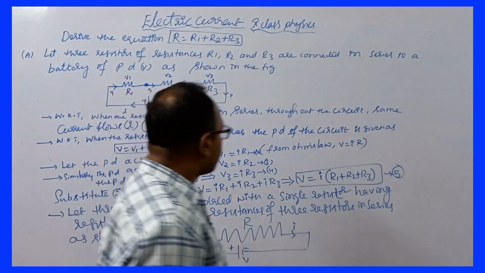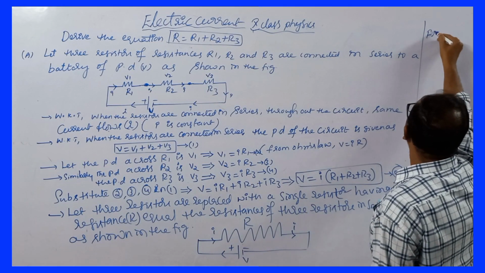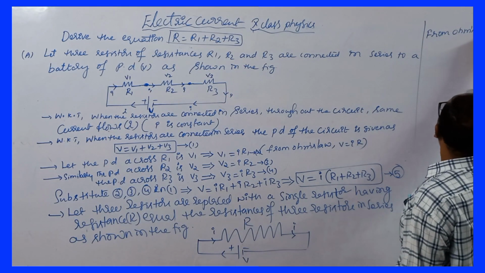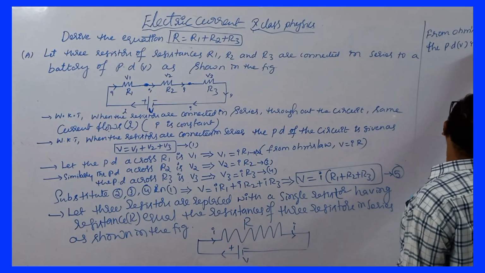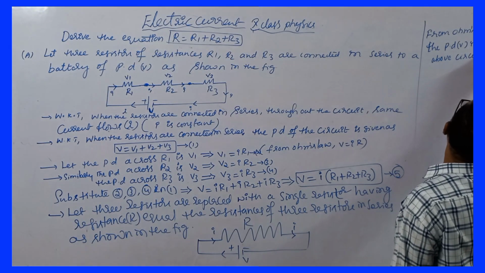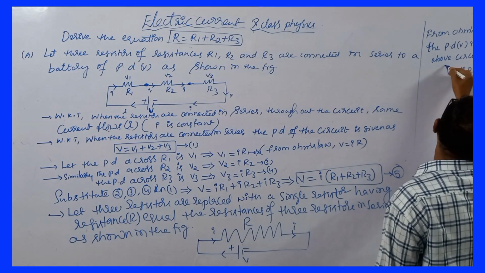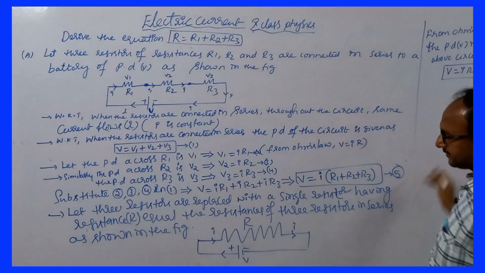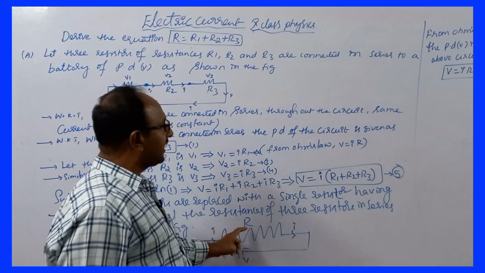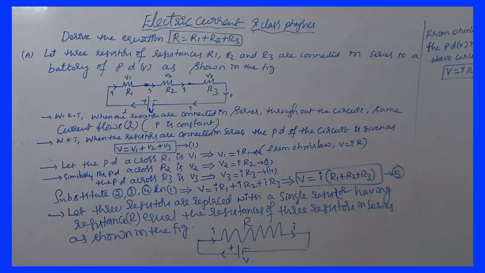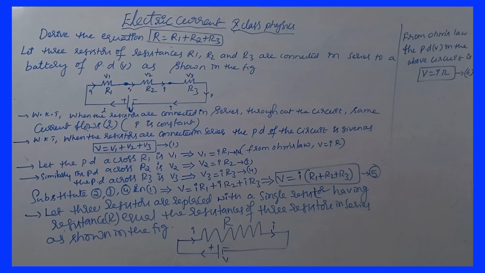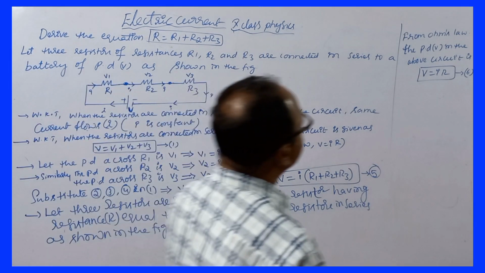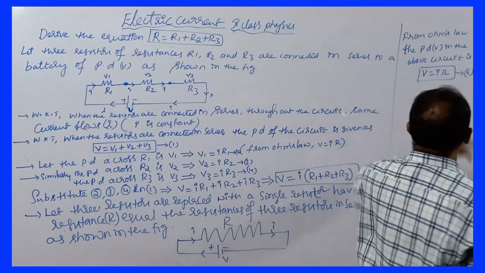Now from Ohm's law, the potential difference in the above circuit is V is equal to IR. This is equation number 6. So its potential difference is V, current is I, resistance R. From Ohm's law for that circuit, the potential difference is V is equal to IR.